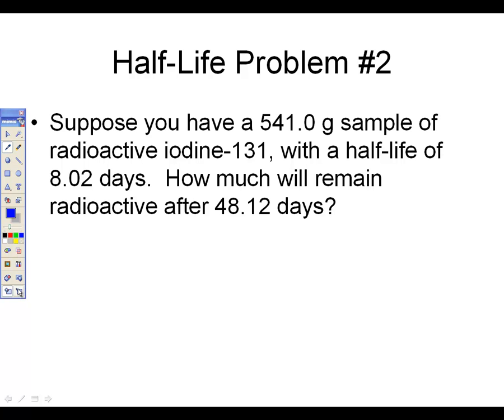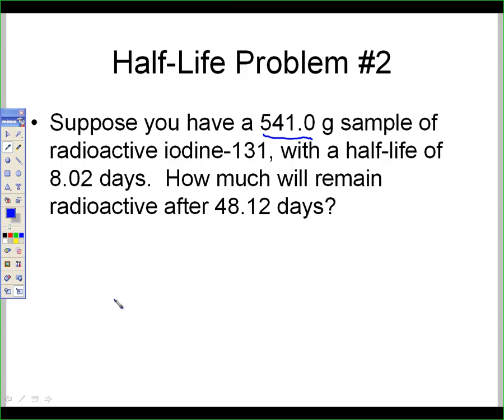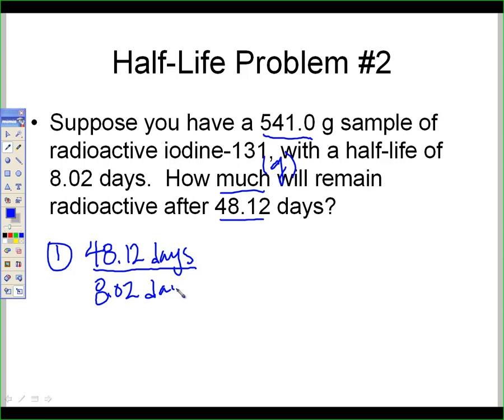Here I have a mass of a radioactive sample, 541 grams. I know the half-life, and I want to know how much will remain, in grams, after this amount of time. So remember, step one is to again find the number of half-lives. It's been 48.12 days. This says my half-life is 8.02 days per half-life. So if I divide those two, I get exactly 6 half-lives.